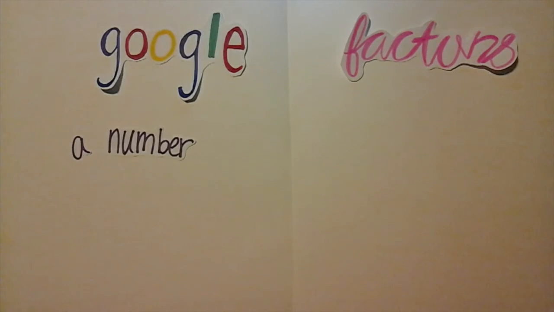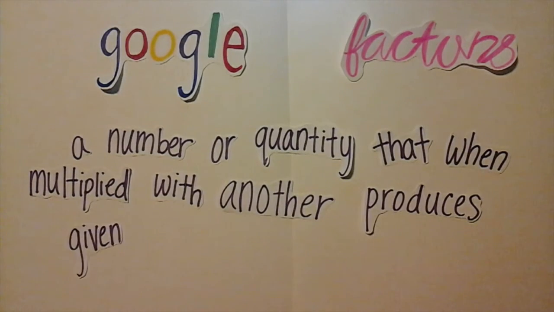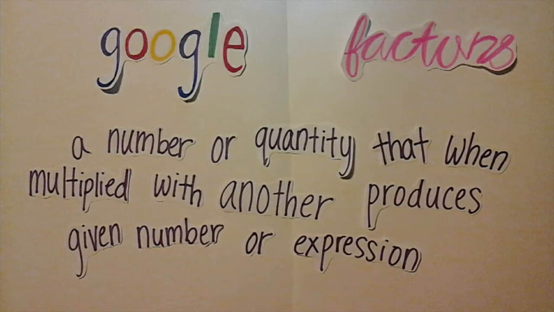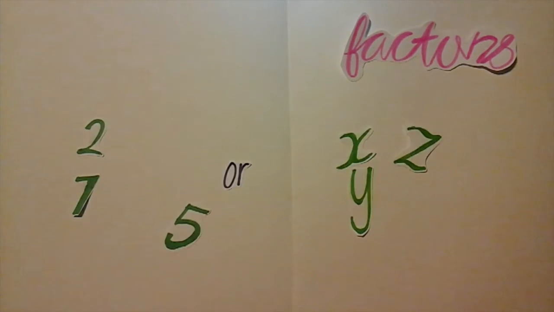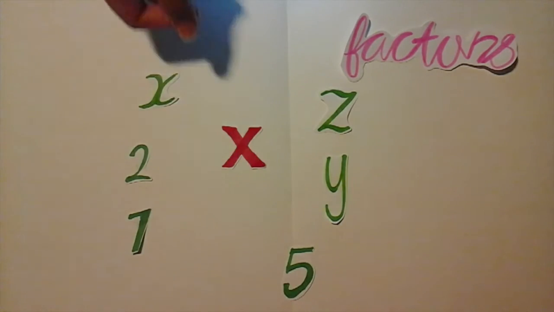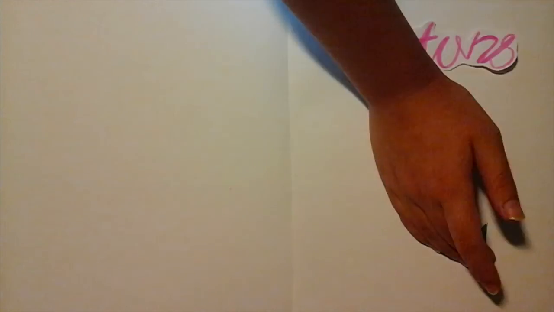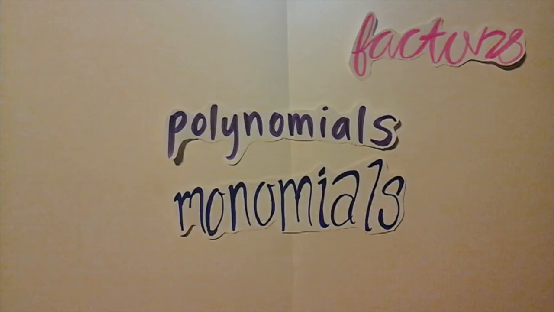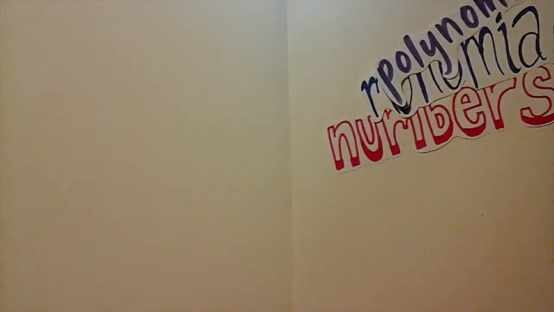According to Google, it is a number or quantity that when multiplied with another produces a given number or expression. Basically, it is a number or variable that when multiplied with another number or variable creates a new number or variable that can be a polynomial, monomial, or a number.